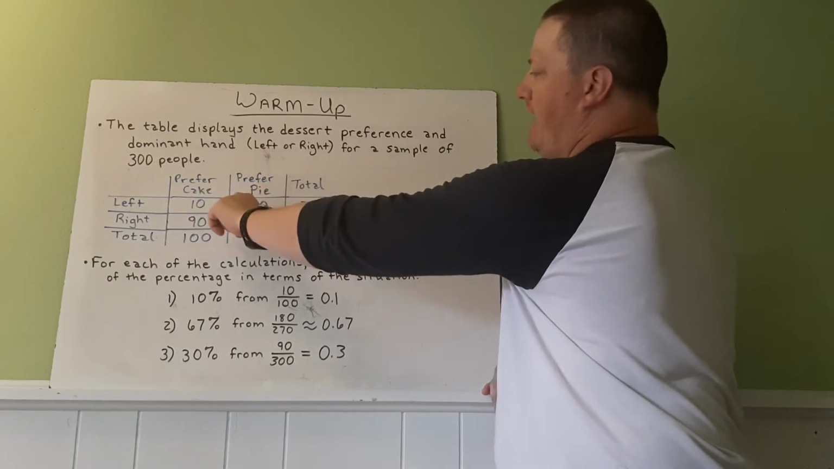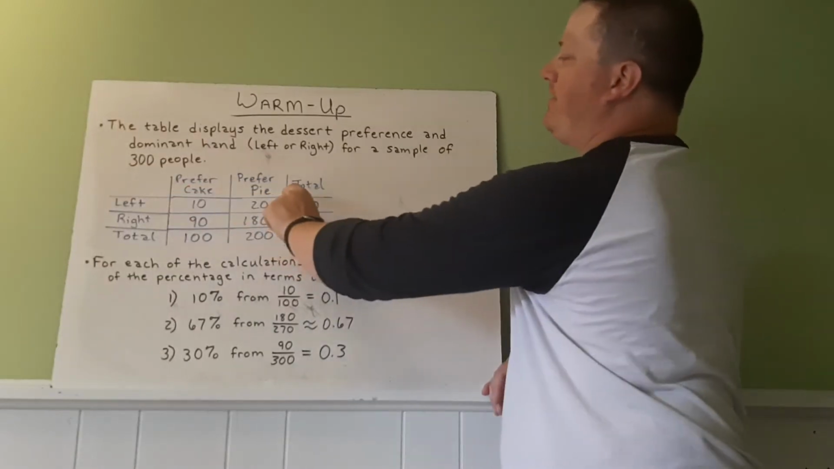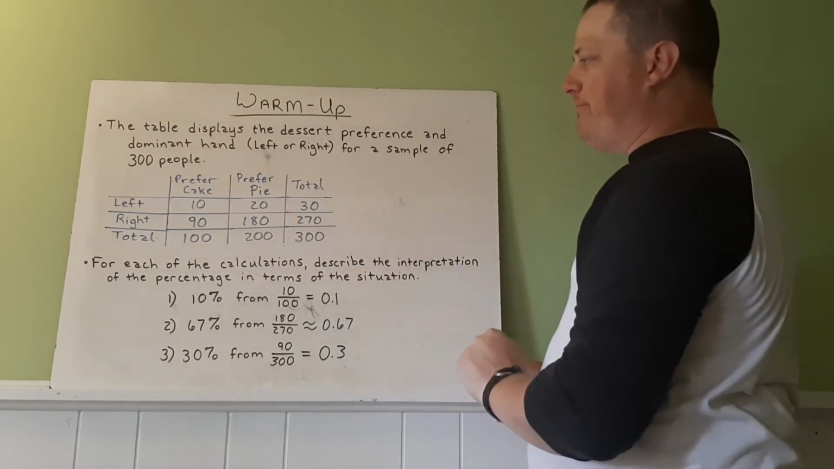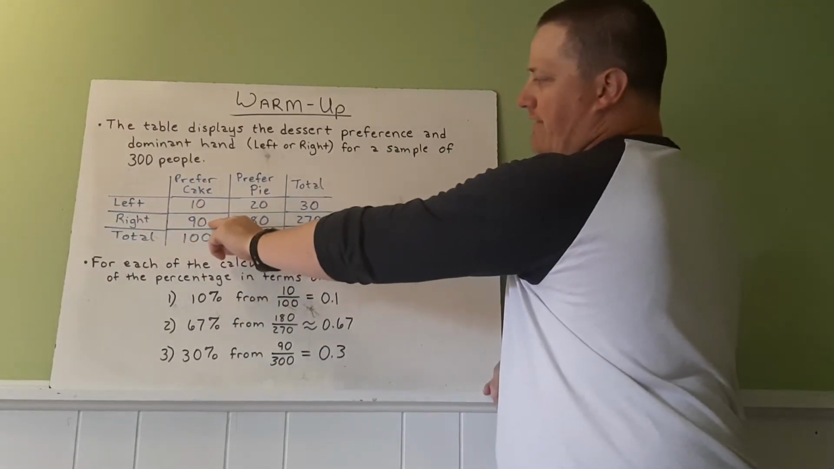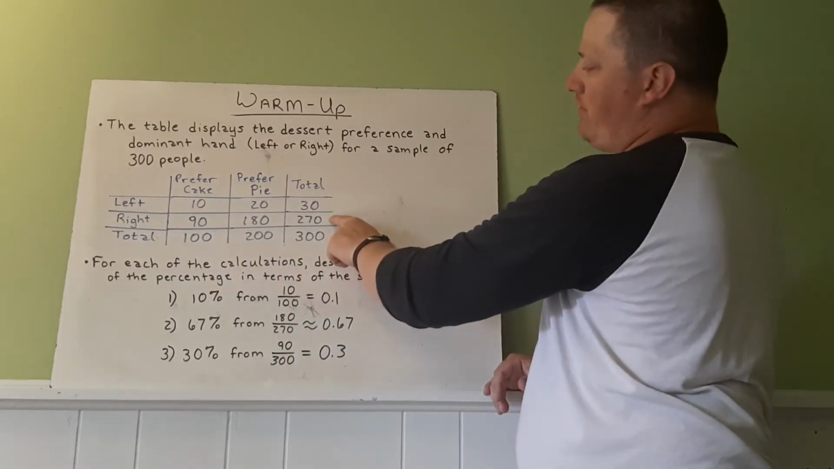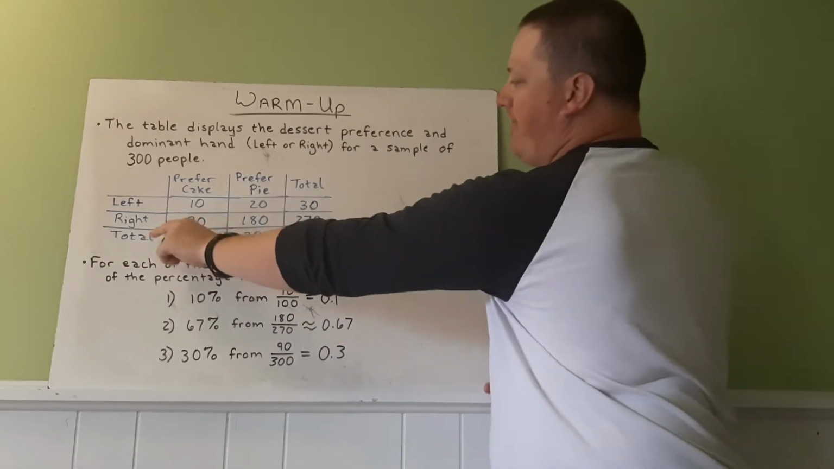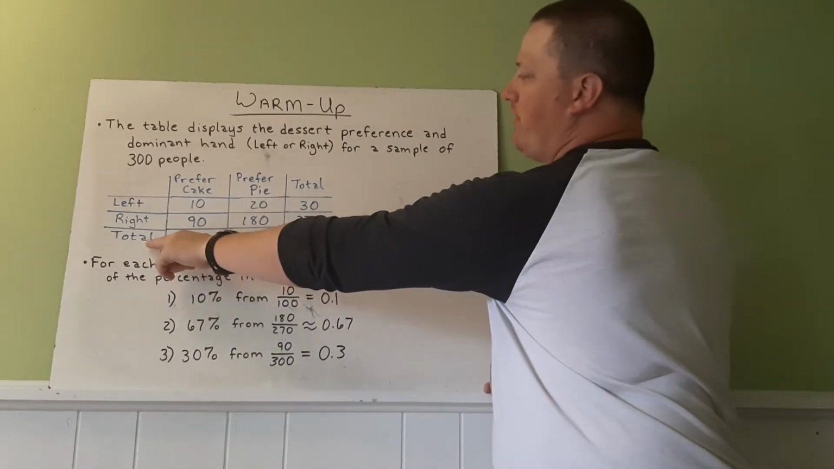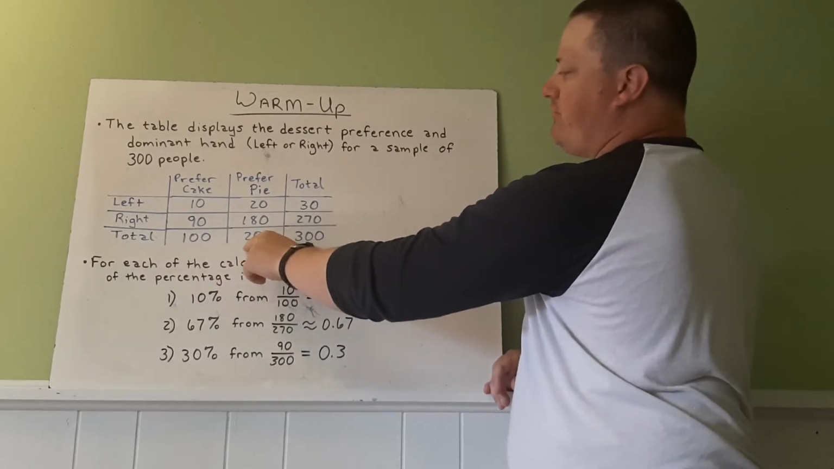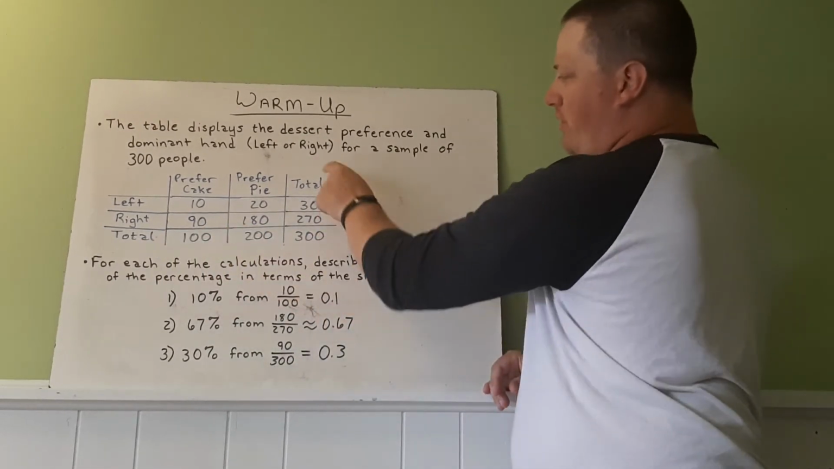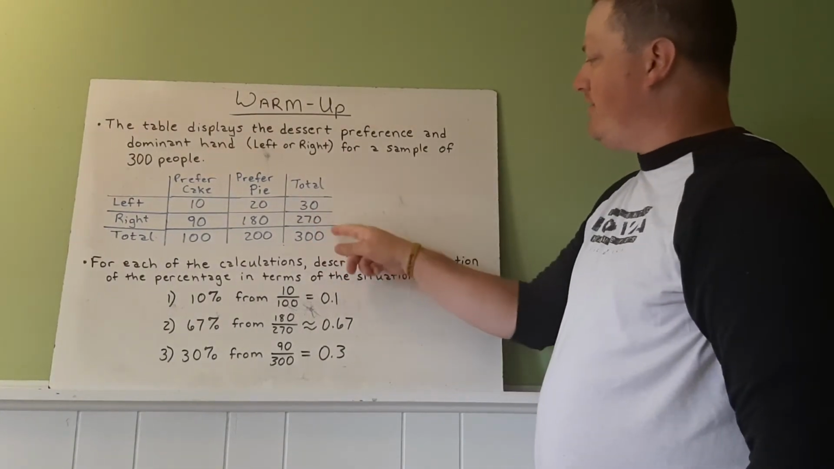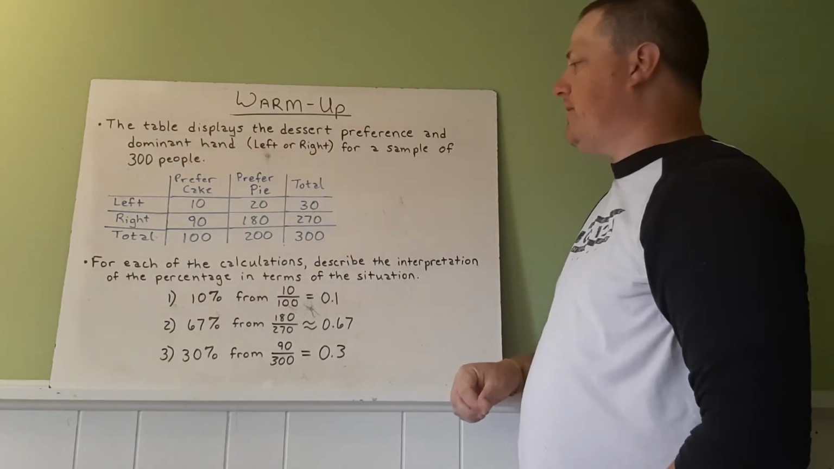In the left cake spot, we have 10. In the left pie spot, we have 20. And then in the left total, we have 30. Then in the right cake, we have 90. In the right pie, we have 180. In the right total, we have 270. And then we're going straight across the totals. So total cake is 100. Total pie is 200, and total here is 300, and that's how many people we have. This should always equal out to the total number.